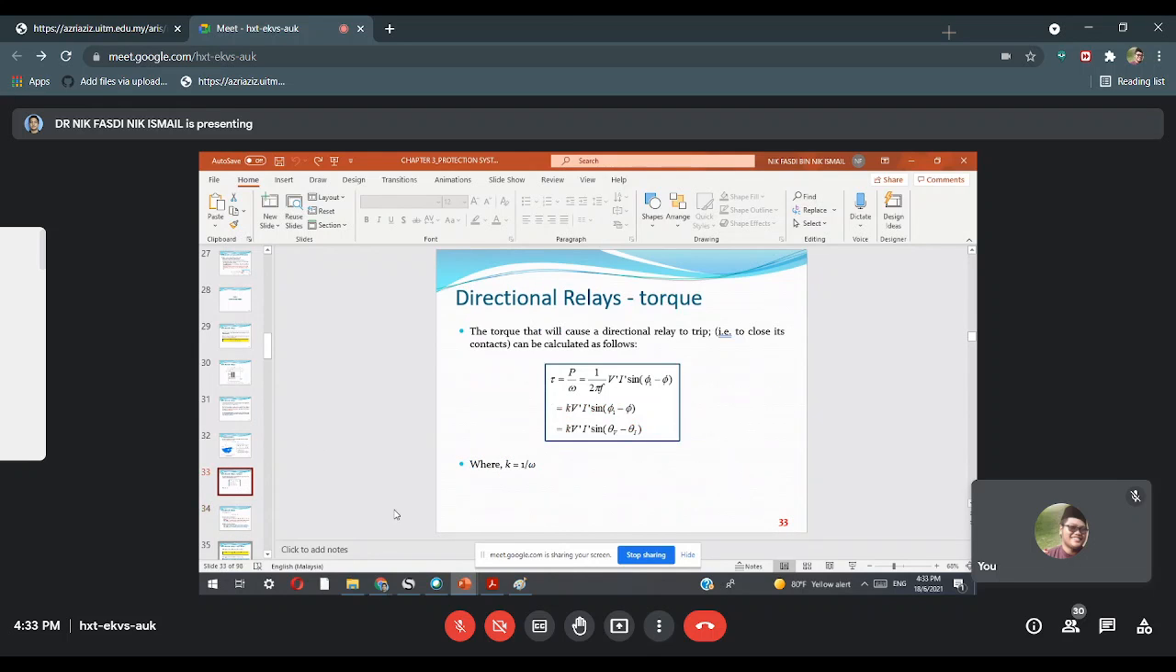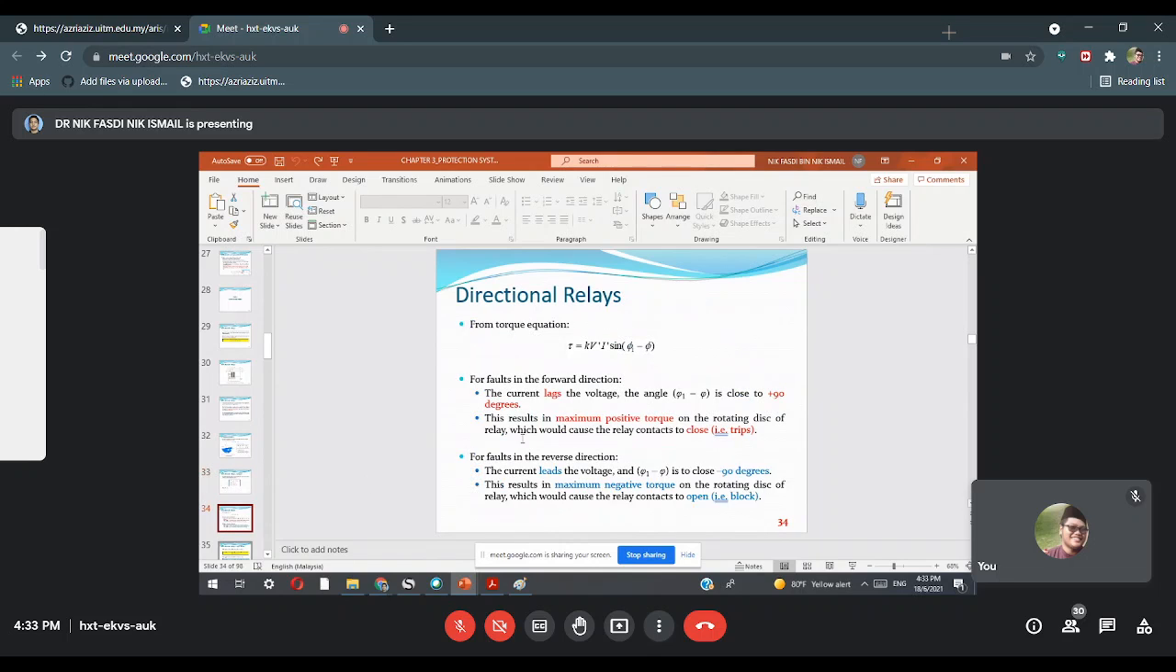In the forward direction, the current lags the voltage, this angle close to positive degree. This results in maximum positive torque on the rotating disc of the relay, which would cause the relay contact to close. In the reverse direction, the current leads the voltage by 90 degrees. This results in maximum negative torque on the rotating disc of the relay, which would cause the relay contact to open.